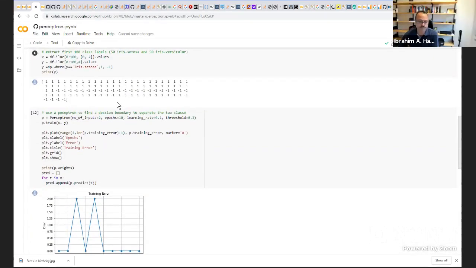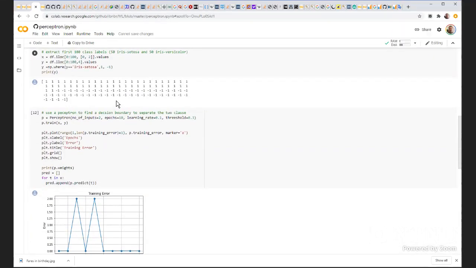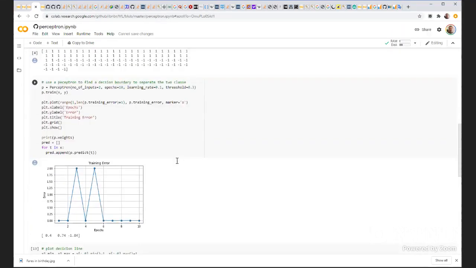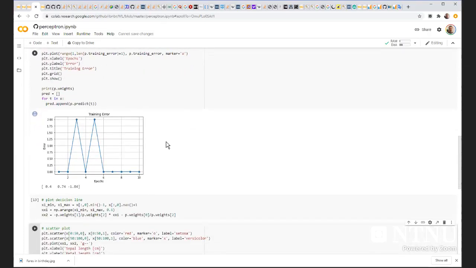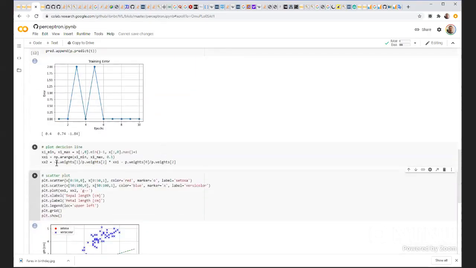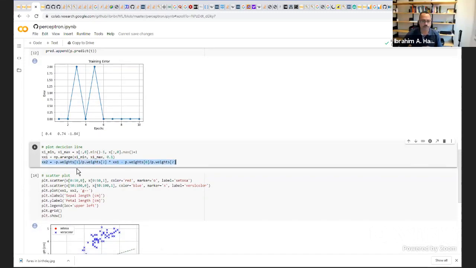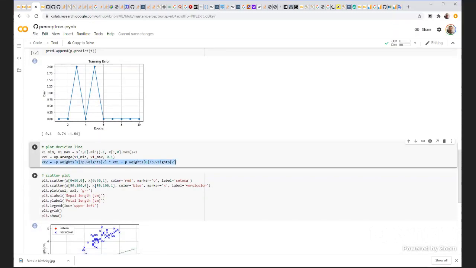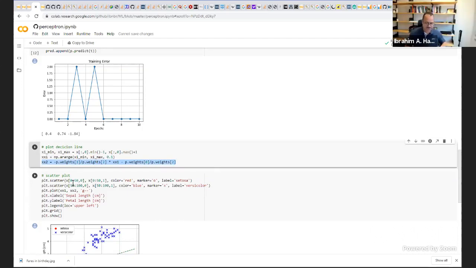Professor, I have a question. Yes. Regarding the plotting of the decision line, where you have written the function x2 is equal to minus p dot weights, how do we get this function? I'm confused about this. Yes. Next week we will have this digital whiteboard, so I can write it, but I will write it step by step.